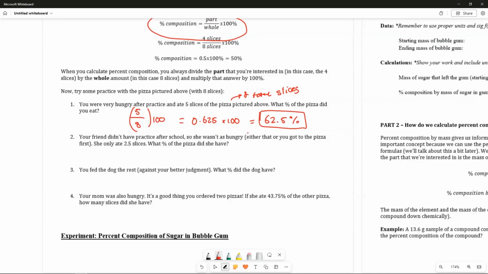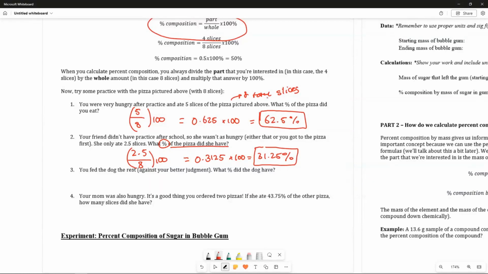You ate 62.5%. Question 2 says your friend didn't have practice after school, so she wasn't hungry and ate only 2.5 slices. Well, same deal here. We're calculating what percent of the pizza she ate. So 2.5 over 8 times 100. 2.5 over 8 is 0.3125 times 100 gives us 31.25% of the pizza she ate.